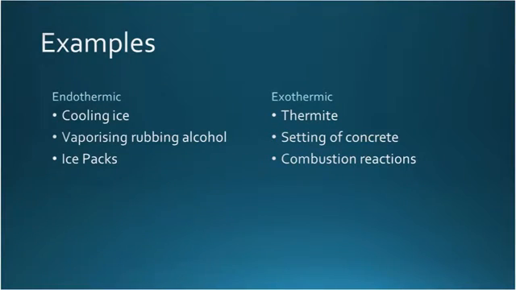So, some examples of endothermic or exothermic processes. An endothermic process would be the melting of ice, the vaporizing of alcohol, or ice packs that you would use in sports. Examples of exothermic reactions are thermite, which is a very energy-intensive process, hot enough to eat through metal, the setting of concrete, or combustion reactions like burning propane.